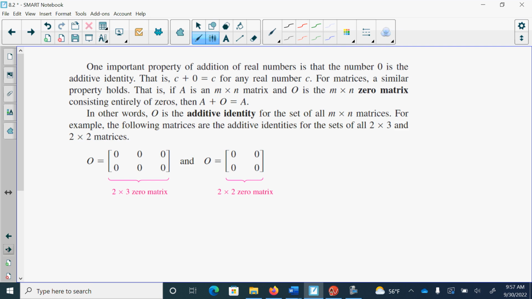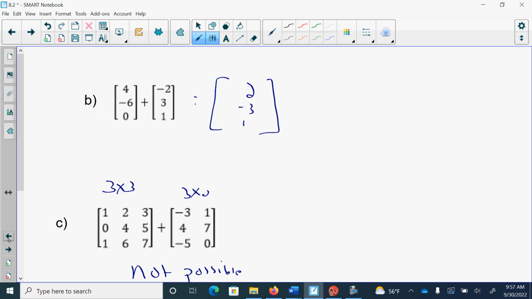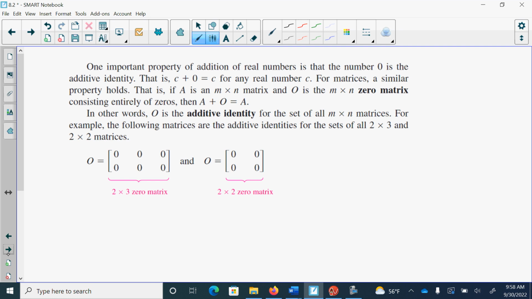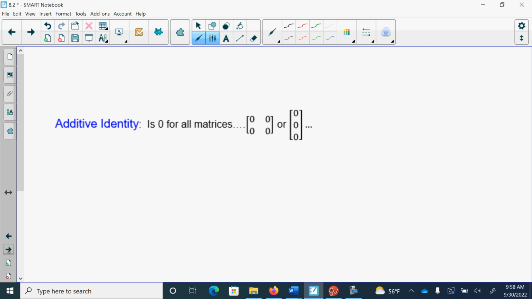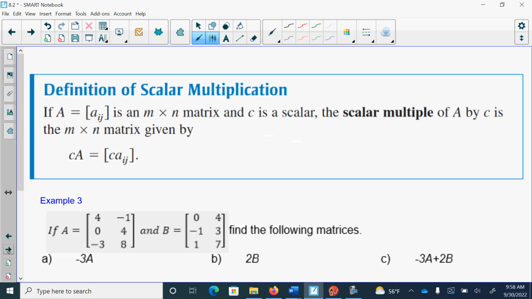So you have an identity for addition. What is the identity element for addition that you learned way back in second grade? When I say additive identity, that means that if I add this number to any number, I will get the same number back. So what is the additive identity? 0. If I add 0, I get the same number back. What's the multiplication identity? 1. So if I want an identity matrix for addition, it's going to be a matrix full of zeros. You have to know that. So there you go. Those are all the additive identities.